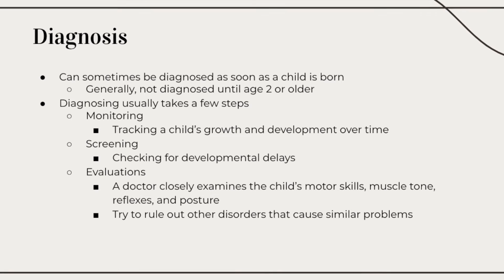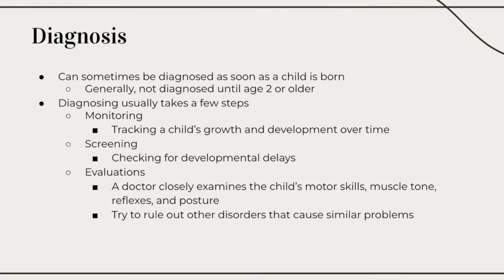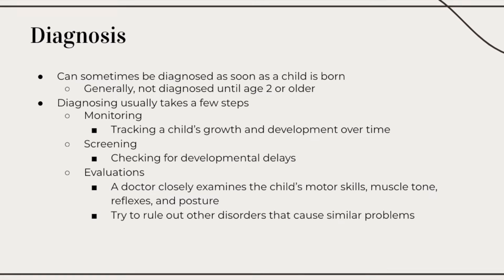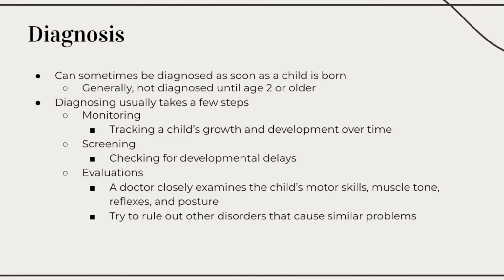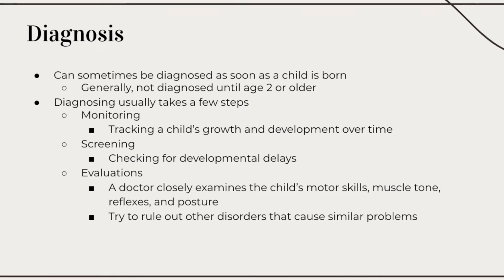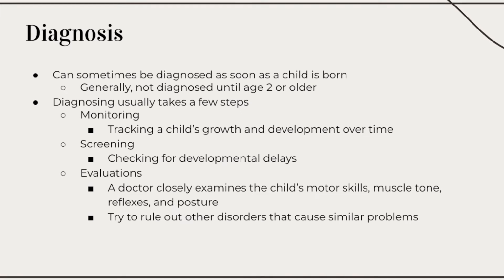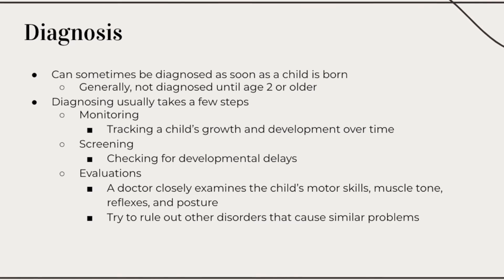If a doctor notices anything in that first step of monitoring, they'll move on to the next step, which is screening. Screening is checking for developmental delays and understanding exactly what they are falling behind in. Screening is essentially the same thing as when they do their testing. It's more just ruling out any other possible factors or anything else that could be mimicking the same symptoms and give the appearance that the child does have cerebral palsy.